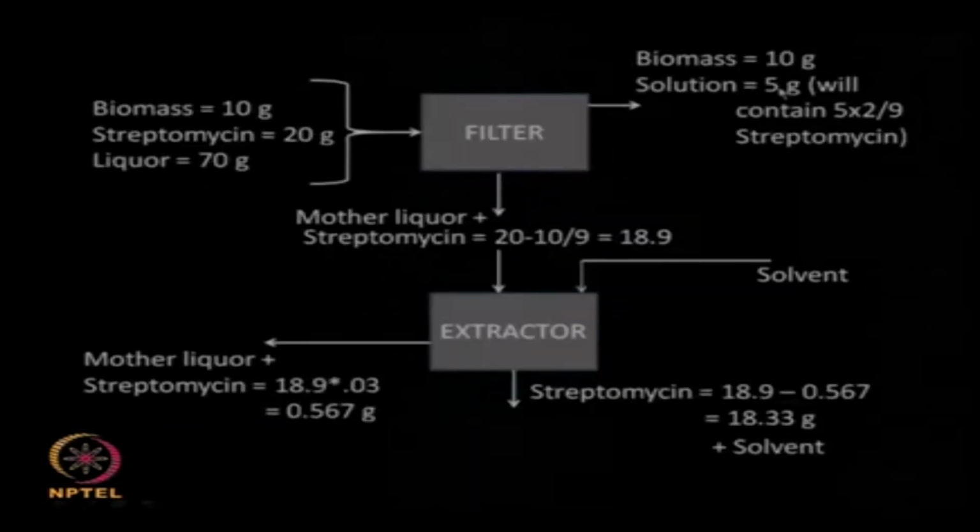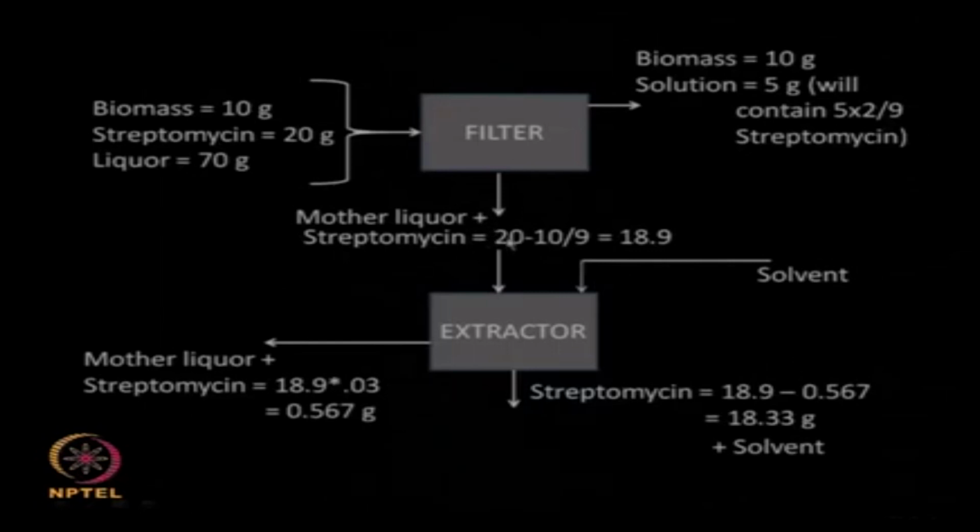So what happens, 5% of the solution is lost in the biomass. So now this 5 grams will contain both streptomycin and liquid. So 2/9 of this 5 grams will be streptomycin, understand, and 7/9 will be the liquid. So the amount of streptomycin lost here is 5 into 2/9.